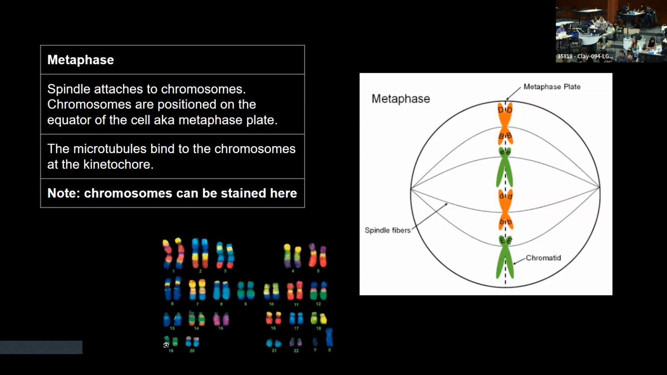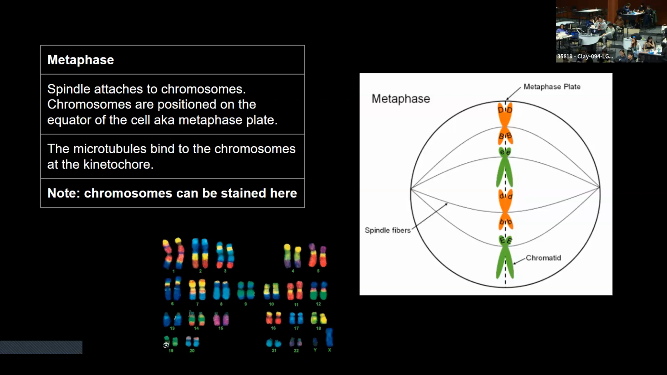During metaphase, which is the second phase of mitosis, you can see on the diagram that the spindle fibers will attach to the chromosomes. The chromosomes are positioned on the equator of the cell, which is also known as the metaphase plate, which is that line that runs vertically down the middle.